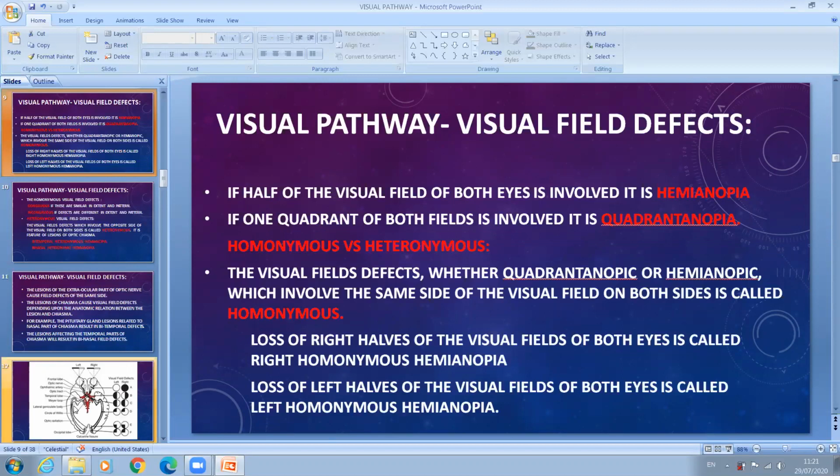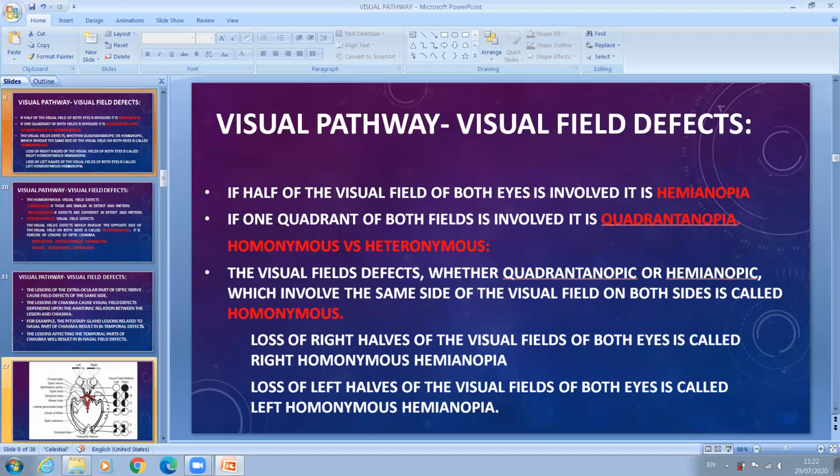It could either be the right halves of both visual fields, or the left halves of both visual fields, or the temporal of the one and the temporal of the other, and the nasal of the one and the nasal of the other. So depending upon the involvement, we call it homonymous hemianopia or heteronymous hemianopia. And if only a quadrant of the visual field is affected on both sides, it is called quadrantanopia. So either half of the field is affected, hemianopia, or a quarter of the visual field of both sides is affected, called quadrantanopia. Both hemianopia and quadrantanopia could either be homonymous or heteronymous.